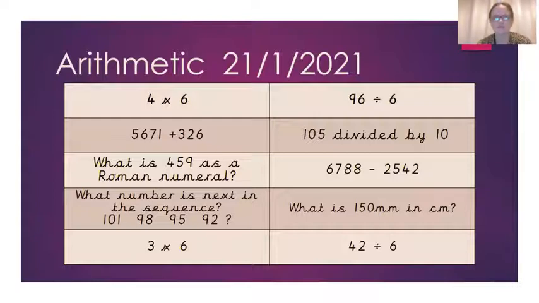4 times 6, 5,671 plus 326, 459 as a Roman numeral. What number is the next in the sequence? 101, 98, 95, 92. 3 times 6, 96 divided by 6.